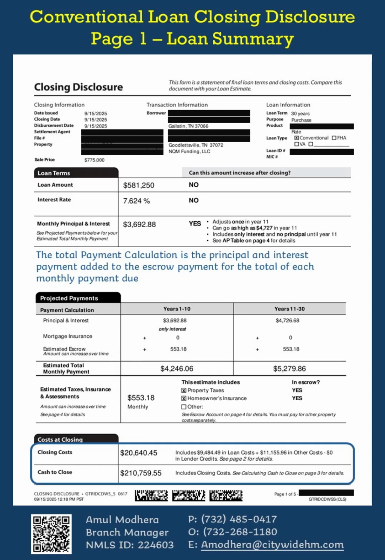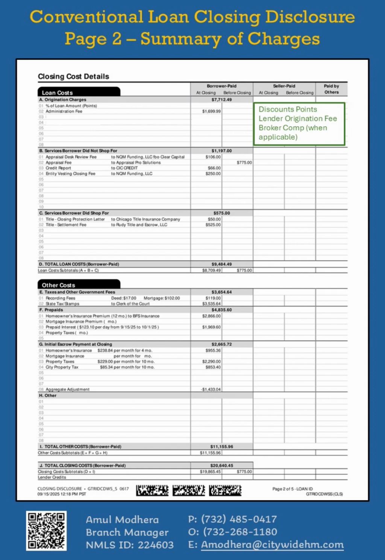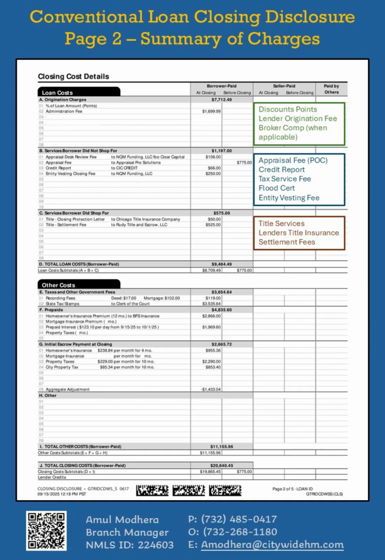Section A lumps in all lender origination fees, including the application fee, origination points, discount points, and broker compensation, when applicable. Section B lists the third-party vendor services required by the lender. The appraisal fee is listed as POC, which means it is paid for outside of closing. All other fees, such as credit report, tax cert, and flood cert, are ordered by the lender and paid at the time of closing.